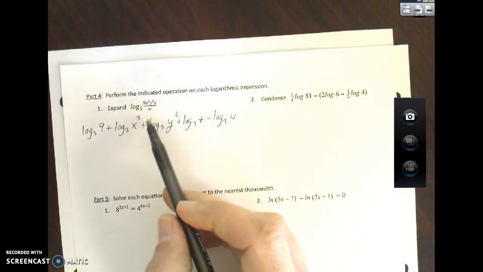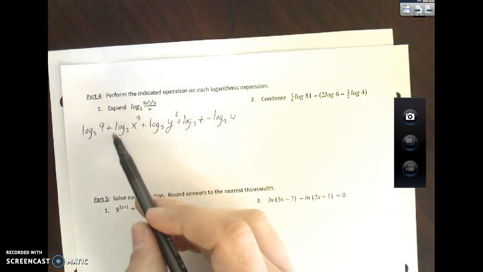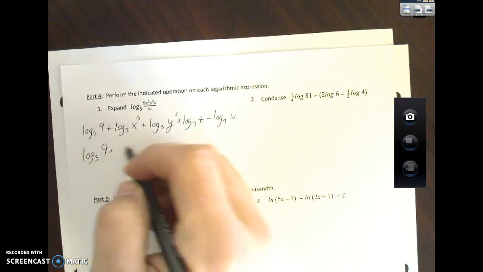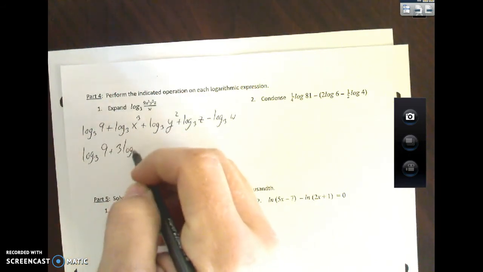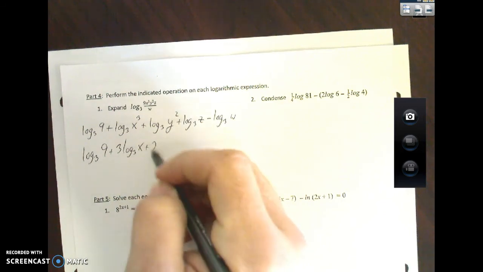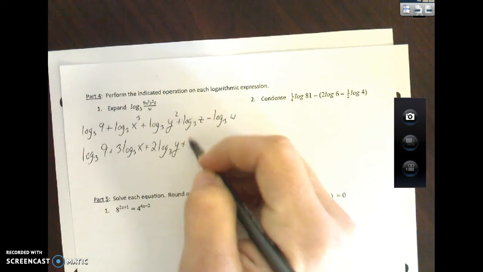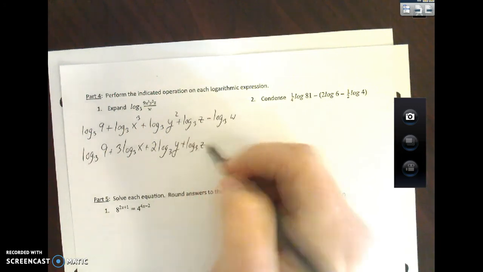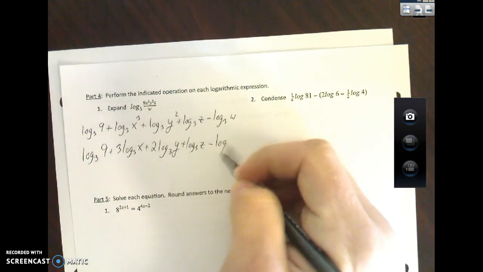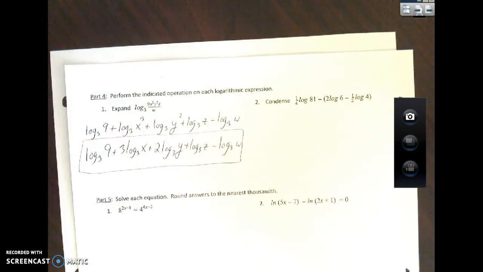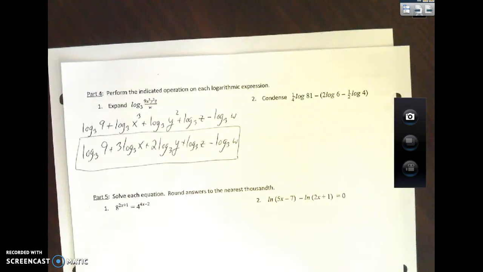We're so very close to being done. The last thing you have to do is take your exponents and pop them out front. So it looks like log base 3 of 9, plus 3 log base 3 of x, plus 2 log base 3 of y, plus log base 3 of z, minus log base 3 of w. Every single term has its own logarithm, base 3, and you're set.